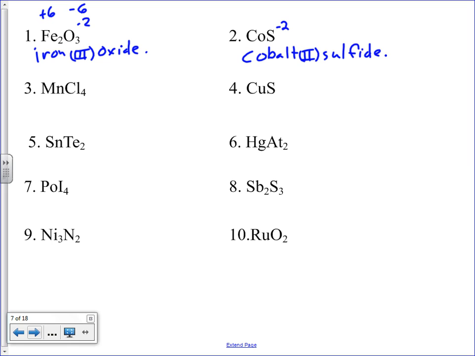Okay, and then number 3, we've got manganese with chlorine. Chlorine's charge is always -1. Okay, 4 times -1 is -4. So what's the charge on manganese? +4, right? So this is manganese (IV) chloride. Okay, does that make sense? All right, give you guys a few minutes to do the last bit here, and that's probably all we'll get to today.